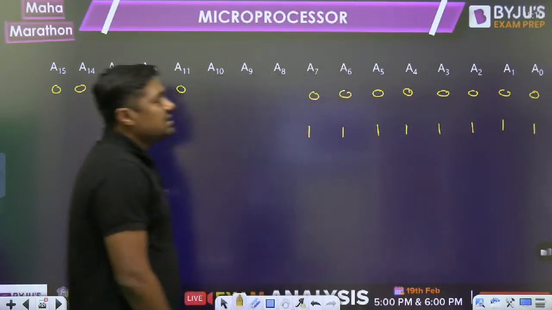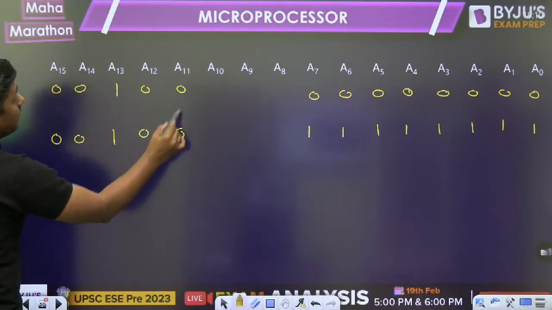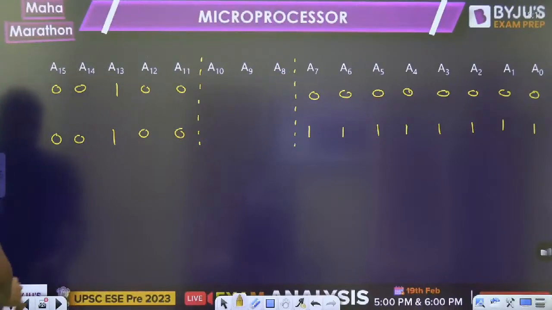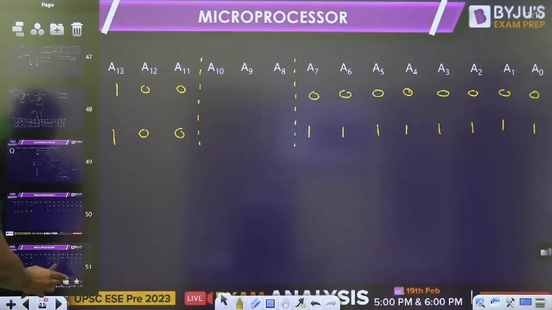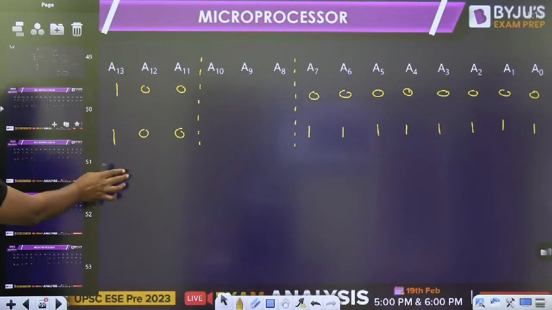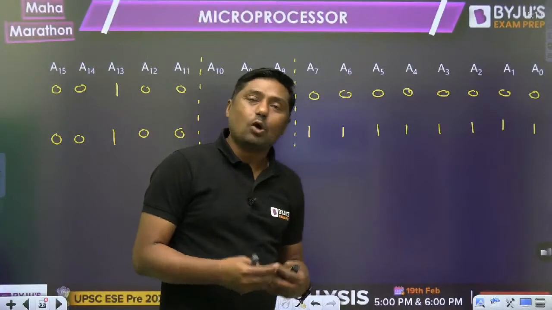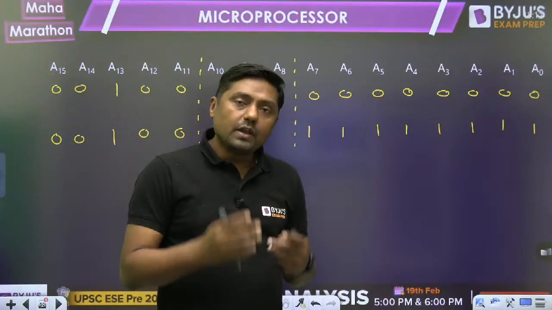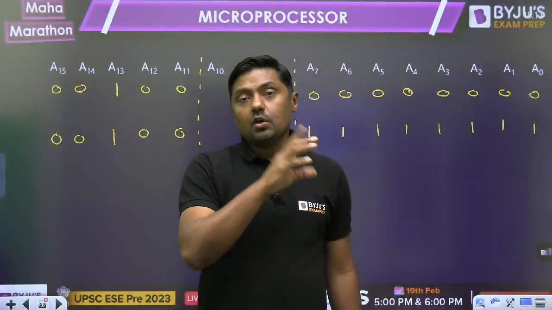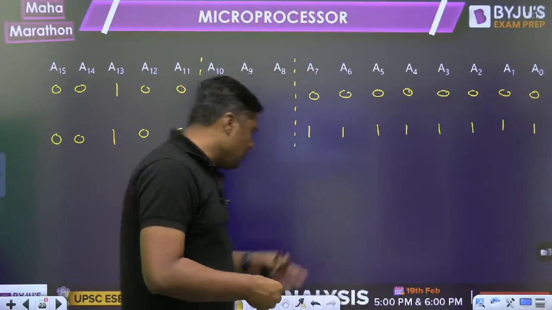Okay, and that is the case. So the higher order address will remain the same. But what about these three lines? These three lines, you can choose any value. They are not defined. So if three lines are not defined, we have a total of 8 combinations, from 000 to 111. You can choose any value.